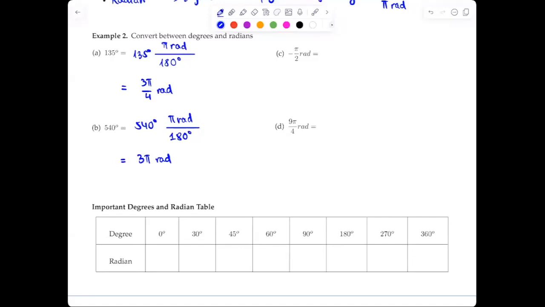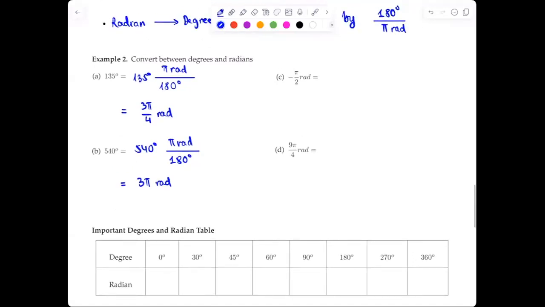Now moving on to C and D, now you convert from radian measure to degree measure. So negative pi over 2 radian to degree measure, what you do is you do negative pi over 2 radian multiplied with 180 degree divided by pi radian. The unit radian cancels out and you're left with the unit degree only. Let me quickly do that. The radian cancels out, and also pi cancels out. And you're left with negative 180 degree divided by 2, or negative 90 degree angle.